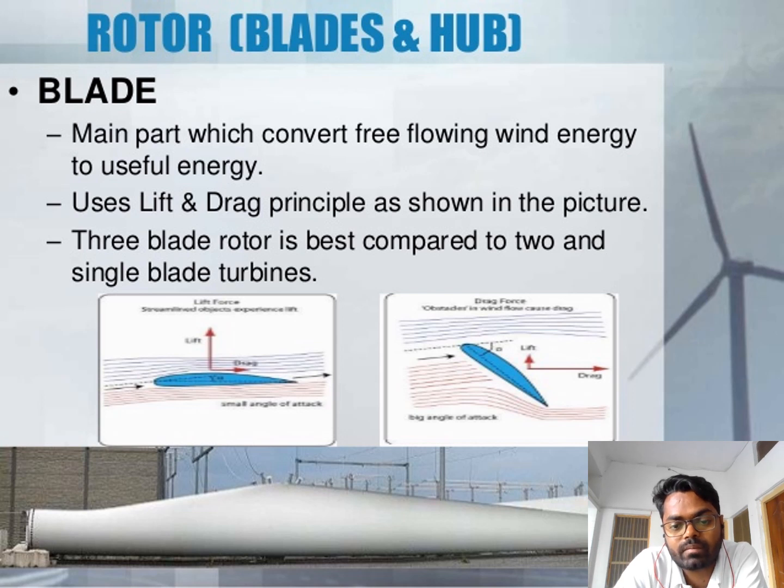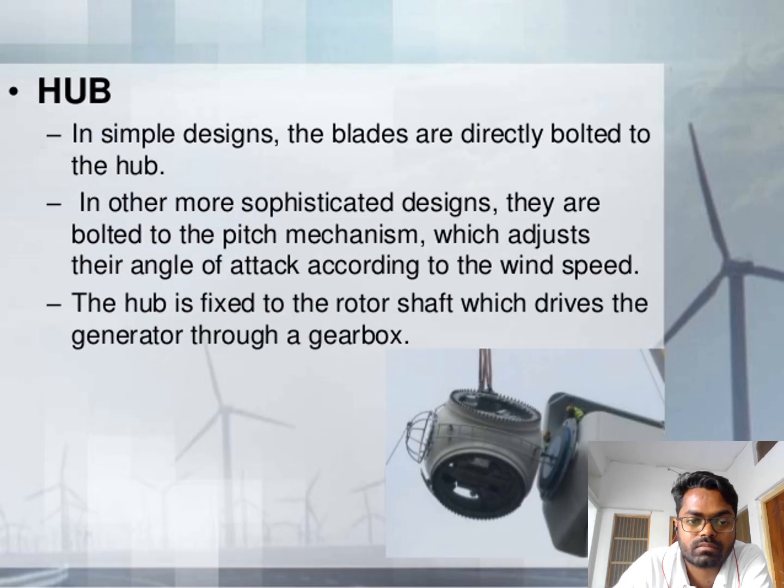But if drag force is more, then the wind produces high torque, which is not used for electricity generation. That's why the configuration of the blade is a very important component in electricity generation.